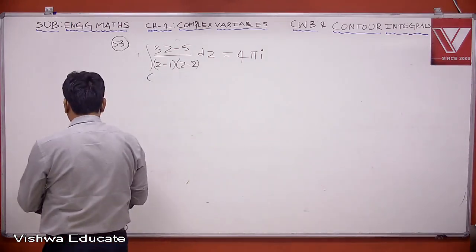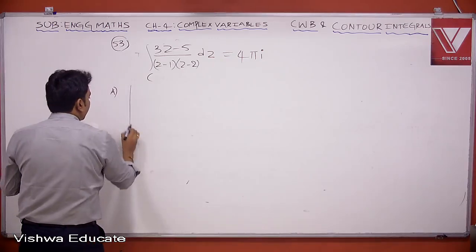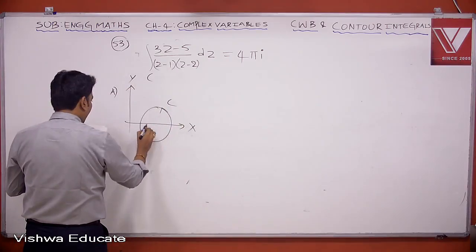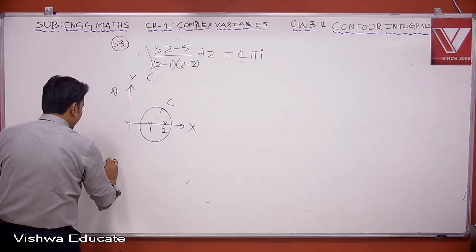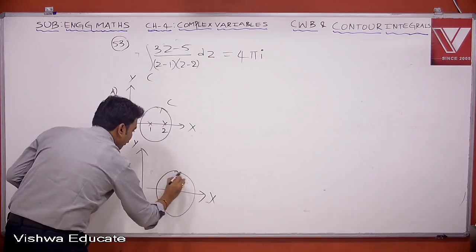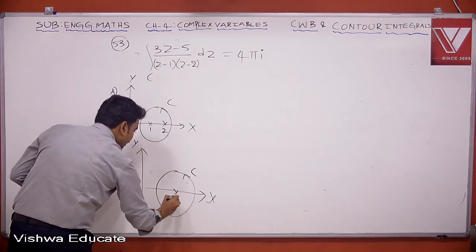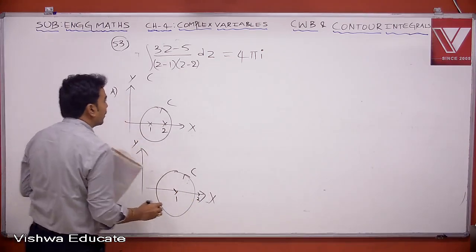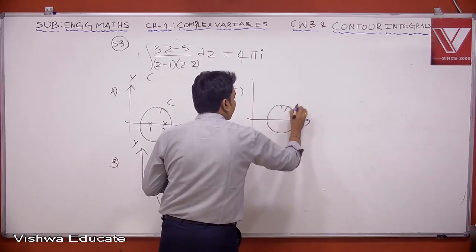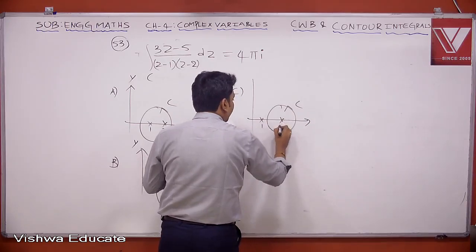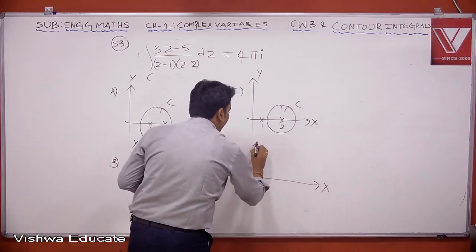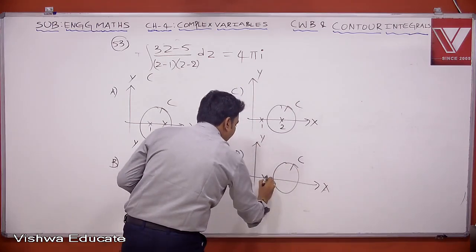Now let us go through the options. Let me write out the options first. The correct path of C, that means the path of C is given like this. This is contour C, with 1 inside and 2 inside. Second option, again a coordinate system, x-axis and y-axis. The contour C is moving in anti-clockwise direction, but 1 inside and 2 outside. And option C, 1 outside but 2 inside, x-axis, y-axis. And option D, this is x-axis and y-axis, contour C along anti-clockwise, 1 outside, 2 outside.